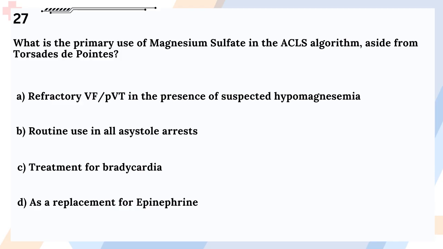Question 27. What is the primary use of magnesium sulfate in the ACLS algorithm, aside from torsades de pointes? A. Refractory VF/pVT in the presence of suspected hypomagnesemia. B. Routine use in all asystole arrests. C. Treatment for bradycardia. D. As a replacement for epinephrine.